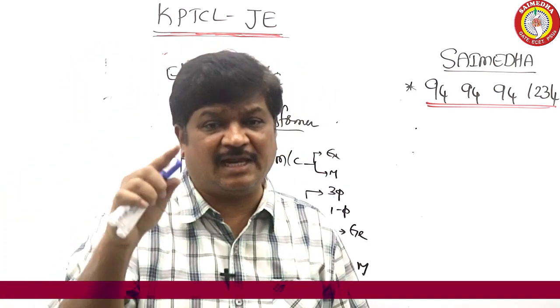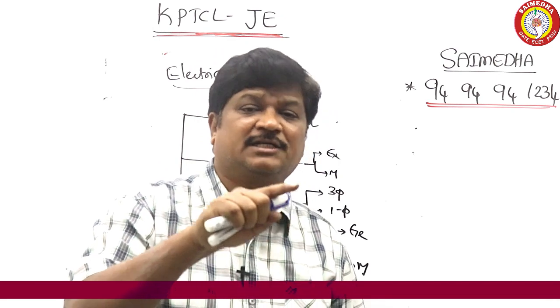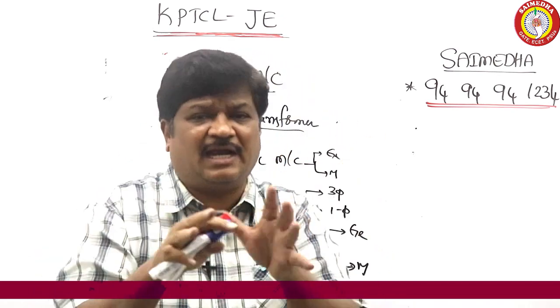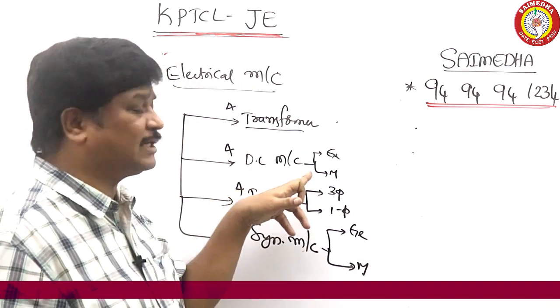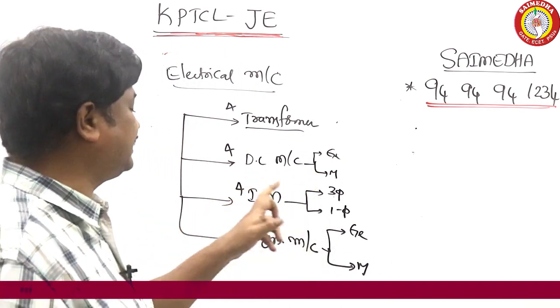Flux and torque relationship, armature current, speed, flux, all the relations. Back EMF, those relations are also very important in the case of DC machines.